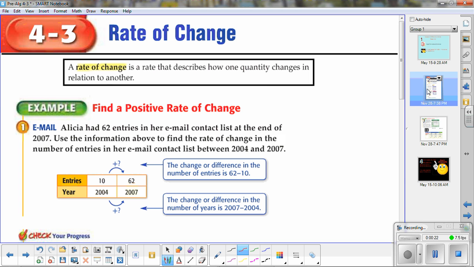Alicia had 62 entries in her email contact list at the end of 2007. Use the information above to find the rate of change in the number of entries in her email contact list between 2004 and 2007. If we're looking for the rate of change in entries per year, we want to see how the number of entries changed over the number of years that changed. From 10 to 62, it went up 52 entries.